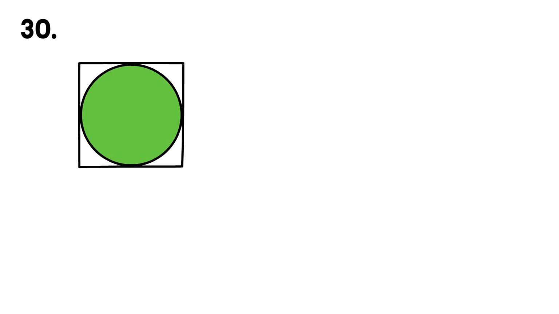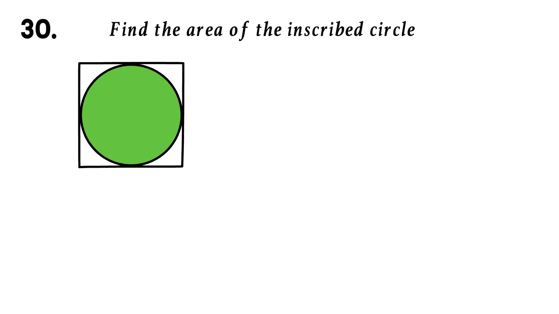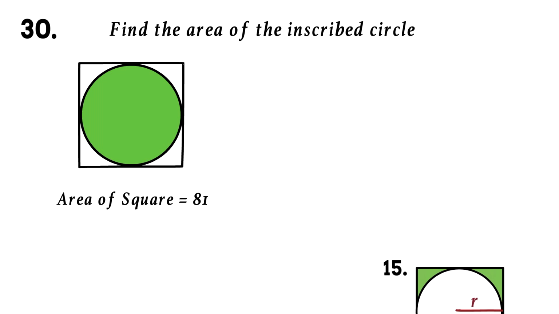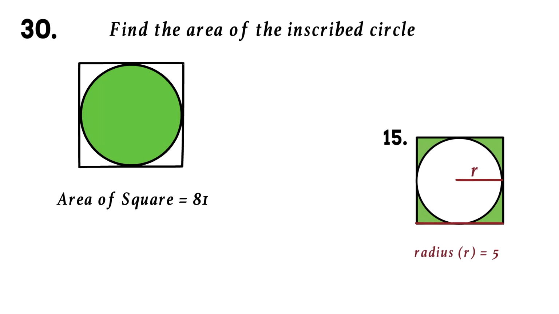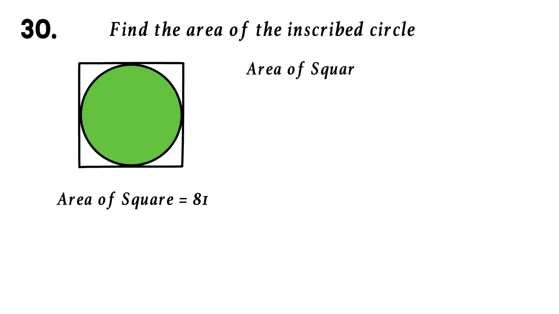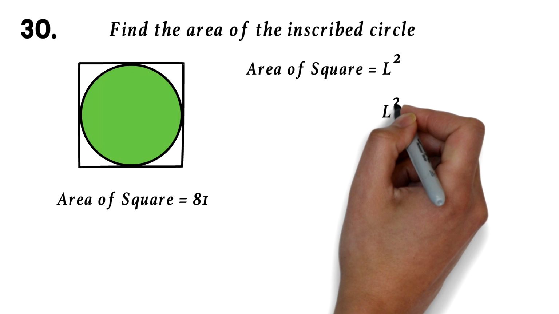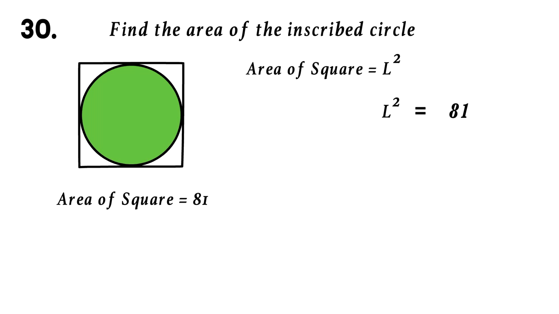Question 30. Here, we want to find the area of the inscribed circle, given that the area of the square is 81. This is similar to question 15 of the previous video. The difference is that here we are given information about the square and asked to find the circle. You can compare it with question 15. The area of a square is length squared. We have been given the area as 81. So we have L squared equals 81.